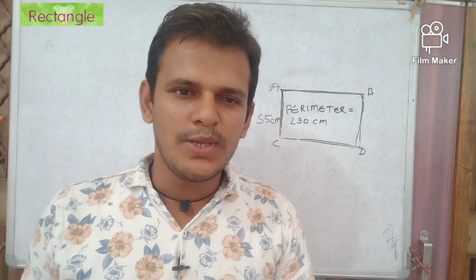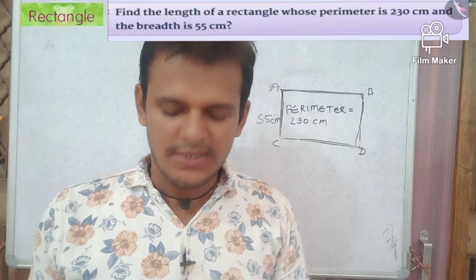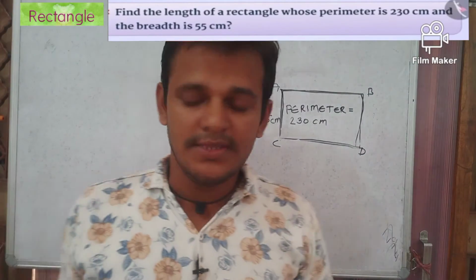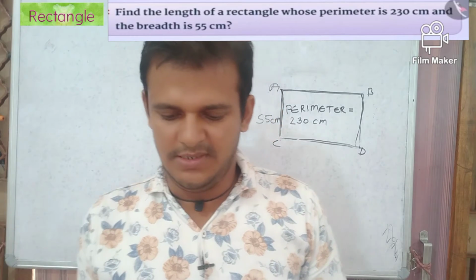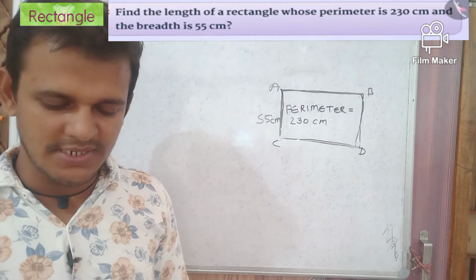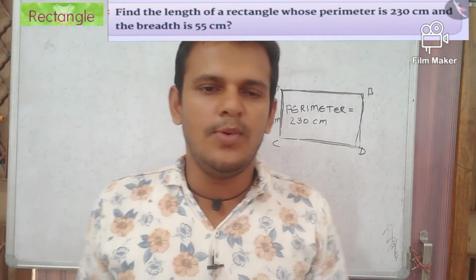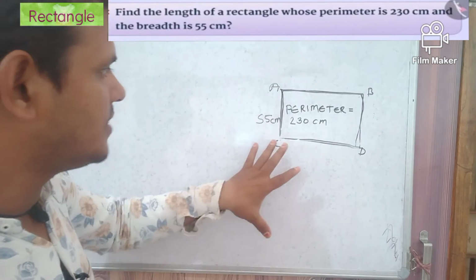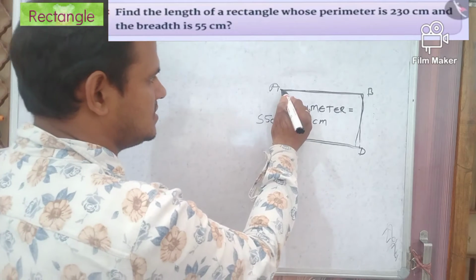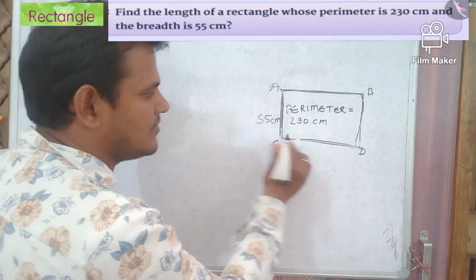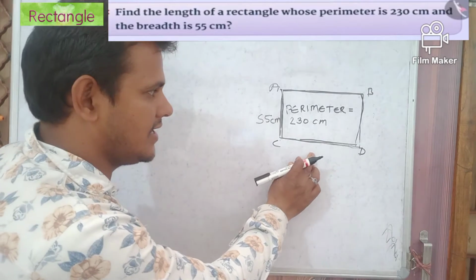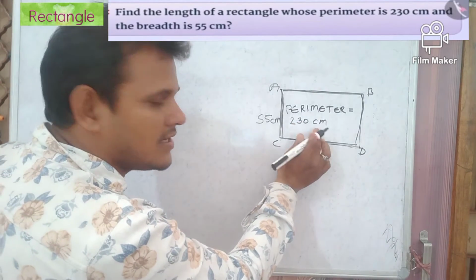The topic we are going to look at today is the rectangle. Today's question is: find the length of a rectangle whose perimeter is given as 230 centimeter and the breadth is 55 centimeter. So our target is to find the length of the rectangle. The breadth is given as 55 centimeter, and the perimeter is given as 230 centimeter.